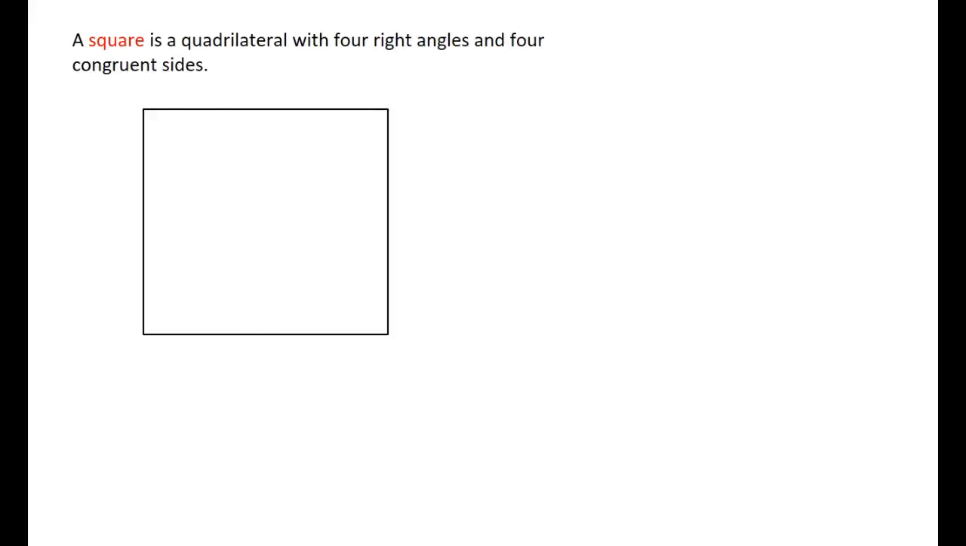And a square is a quadrilateral with 4 right angles, just like a rectangle, and 4 congruent sides, just like a rhombus. So a square has everything that you need. So it's a parallelogram, it's a rhombus, and it's also a rectangle.